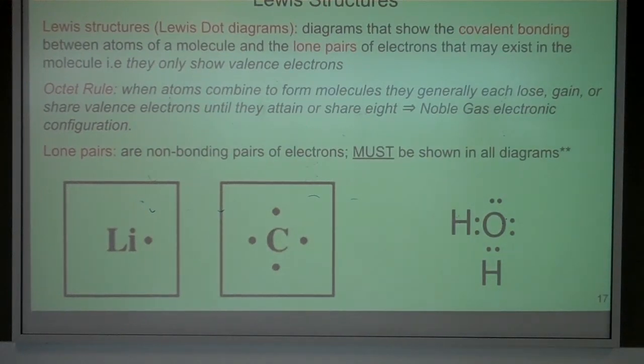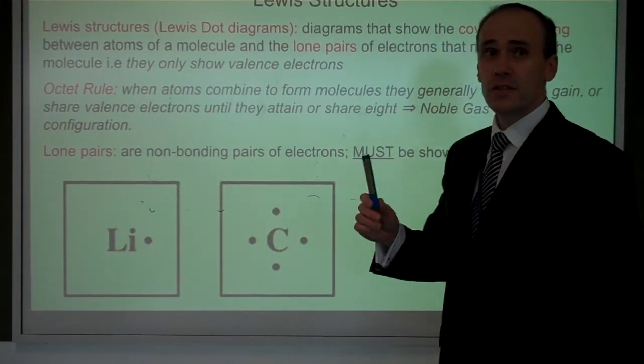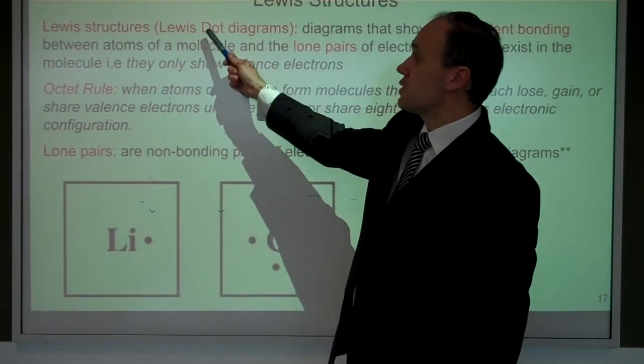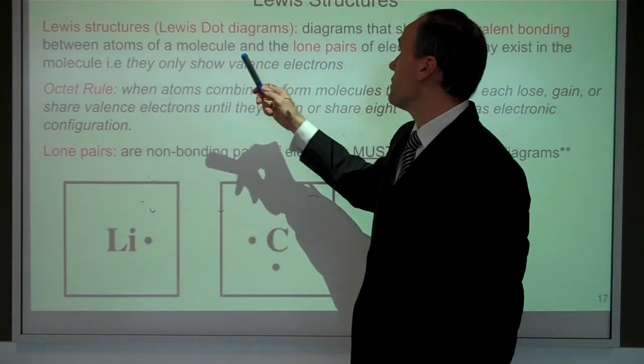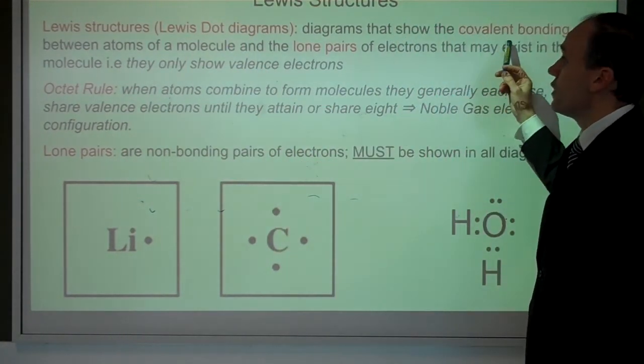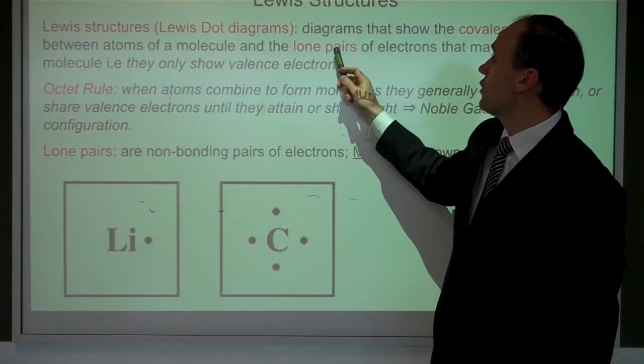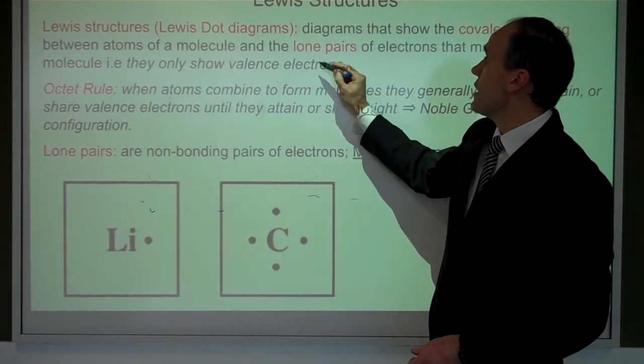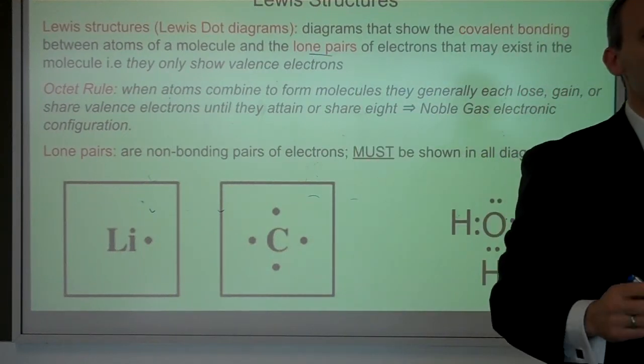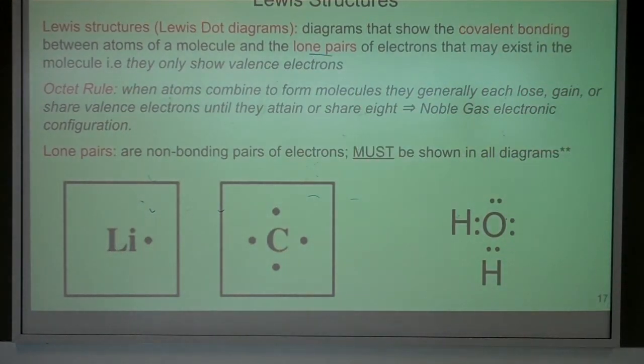Lewis structures. Okay. Or Lewis dot diagrams. 2 different names, same thing. Diagrams that show covalent bonding between atoms of a molecule and the lone pairs. We'll talk about this, but you'll notice on my diagram, if I've got, say, 5 electrons, and I'm going to share 3, there's 2 left over, and they stay as a pair.